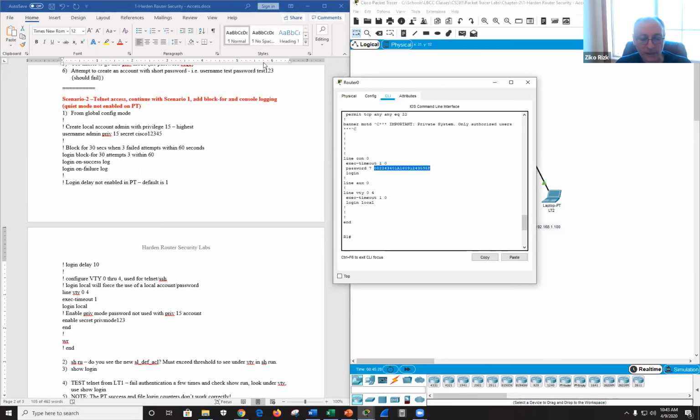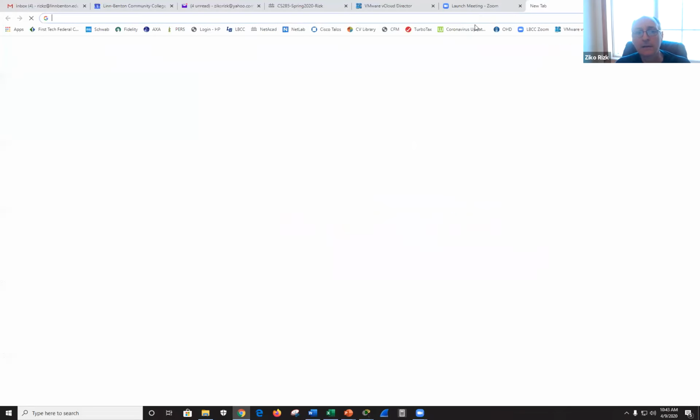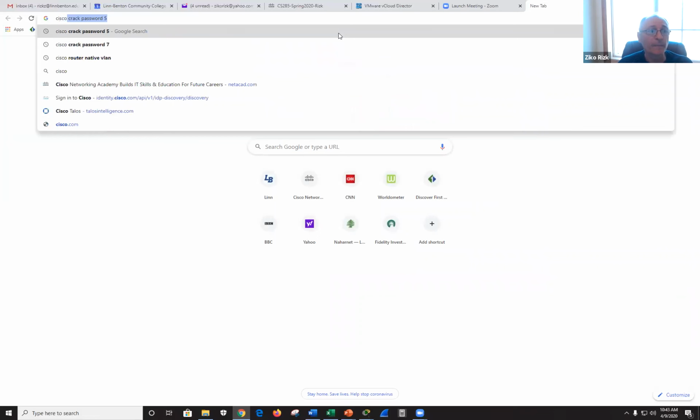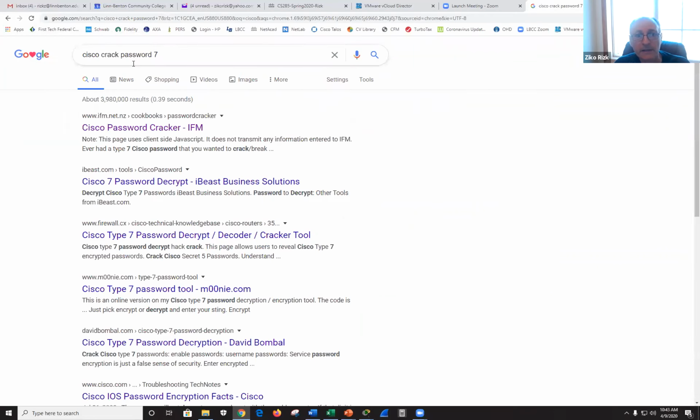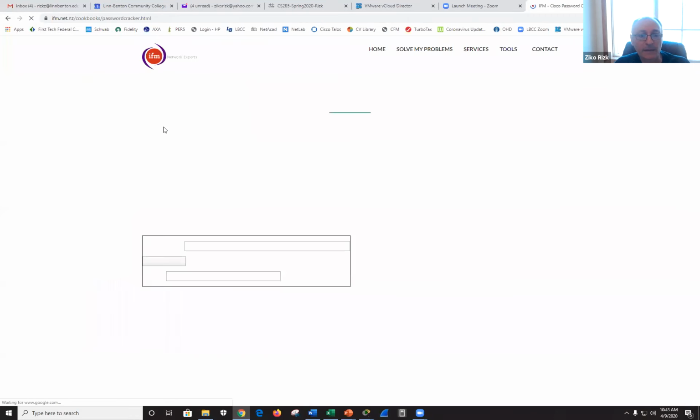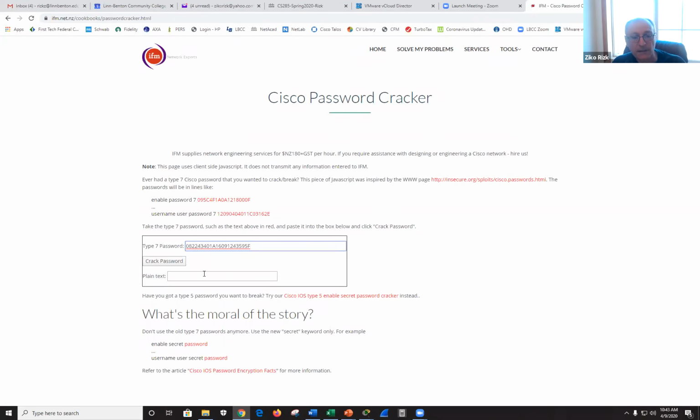And I'm going to go back to my friend Google. And I'm going to type Cisco crack password 7. And let me come over here, type in the hashed password, the encrypted password, crack. How long did that take? So the faster, the weaker is the algorithm. And I don't have a supercomputer here at home. I just have a PC like you have a PC. And it took what, a second to convert this hashed key into console 123.